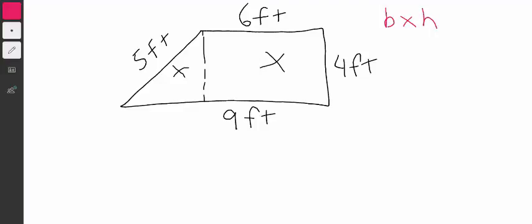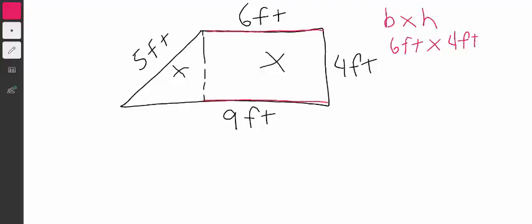So what's the base of this rectangle? 6 feet. 6 feet base. That's going to be like this red line right here, 6 feet, because we know the top is 6 feet right here. Yeah. 6 feet, and we're always going to include the units when we figure out the math. 6 feet times, and what's the height of this? 4 feet. 4 feet. Very good. All right. 4 feet.